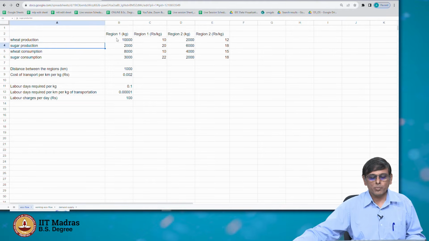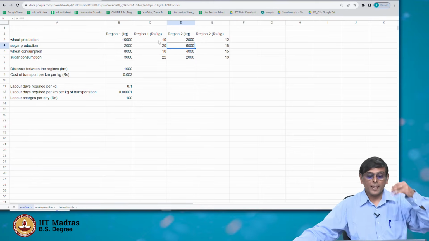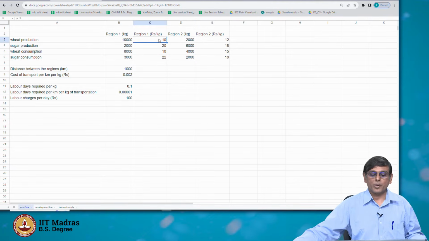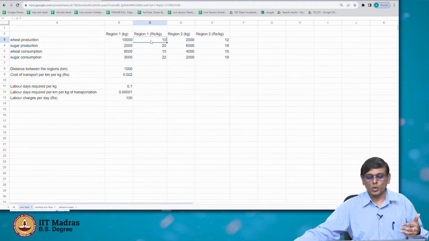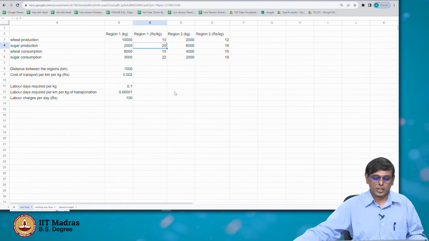Region 1 produces 10,000 kilos of wheat and 2,000 kilos of sugar, whereas region 2 produces 2,000 kilos of wheat and 6,000 kilos of sugar. Their total realization from that production is 10 rupees per kilo, so 10,000 kilos gives 1 lakh rupees of wheat production. Similarly, for sugar, 2,000 into 20 is 40,000 rupees. Like that, region 2 also has some production.